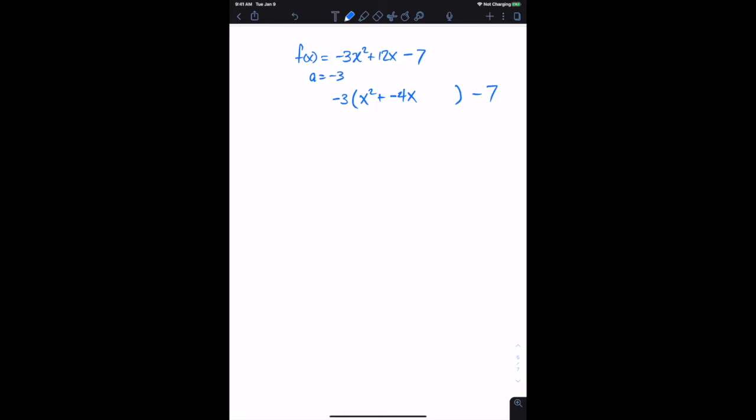Now I'm going to clean this up a little bit before I actually do some action. I'll rewrite this way. Negative 3, x squared minus 4x, close it, and then minus 7. I'm going to take what's inside the parentheses, and I'm going to take the second term, negative 4, and divide by 2, and I get negative 2. And I take negative 2, and I square that, and I get 4. So I'm going to say plus 4 and minus 4.